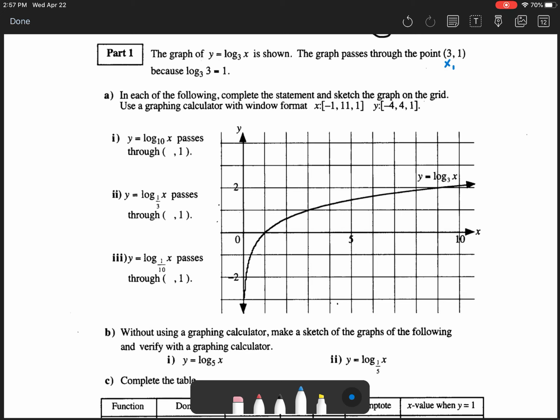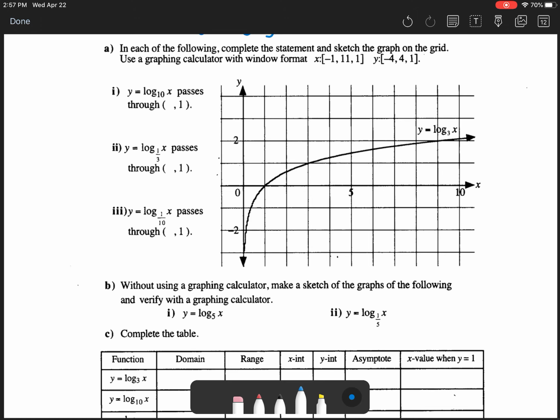Part 1. The graph of log base 3 of x is shown. The graph passes through the point (3, 1) because log base 3 of 3 is equal to 1. If that's confusing, remember that this is an x-coordinate and this is a y-coordinate. So when I go to my graph, I replace the x-coordinate with the x-coordinate and the y-coordinate with the y-coordinate. And from what we've learned, 3 to the exponent of 1 will equal the argument, which is 3. So it works out when I convert into exponential form. They're just stating some facts about the graph and showing that it satisfies the equation when I substitute those points into the equation.